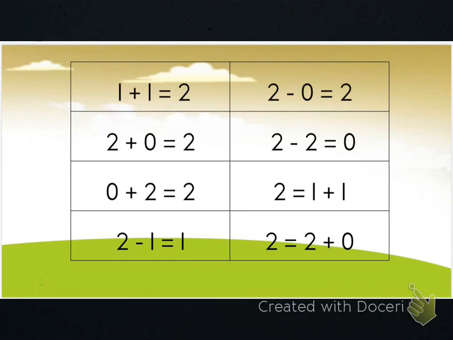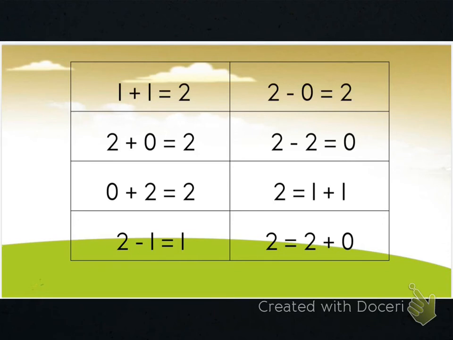Next one, 2 plus 0 equals 2. If you have 2 and you add nothing, it will stay 2. Now 0 plus 2 equals 2. That means you have nothing in a basket or any fingers or dots. And now you add 2 dots or fingers to nothing. You will have a total of 2 dots or fingers. So 0 plus 2 equals 2.